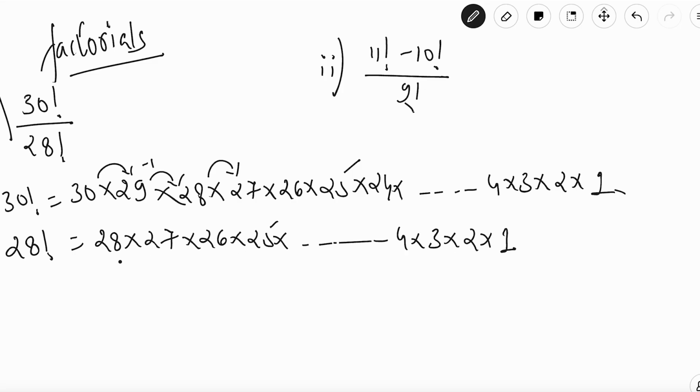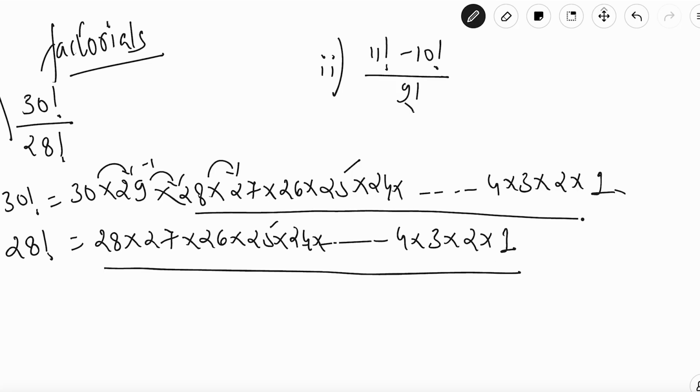Now one thing, if you notice, this is factorial of 28: 28 into 27 into 26 into 25 into 24, and so on, minus 1 each time, till we have 4 into 3 into 2 into 1. This is also present here. Okay, this is same. So 30 factorial can basically be written as 30 into 29 into 28 factorial.